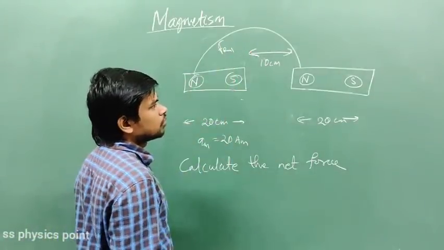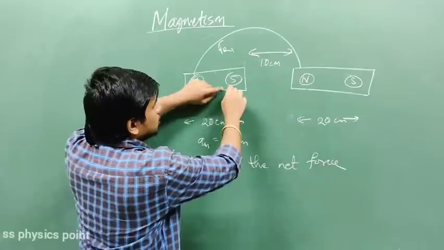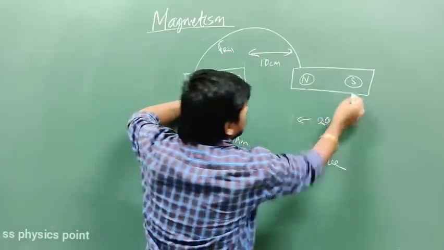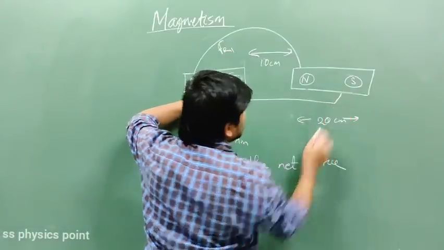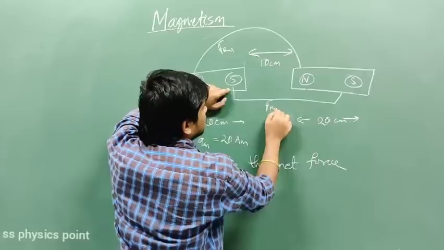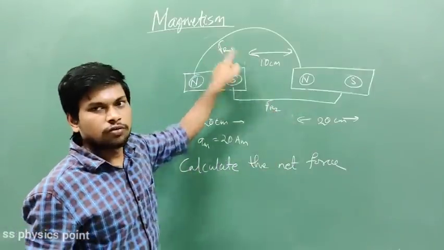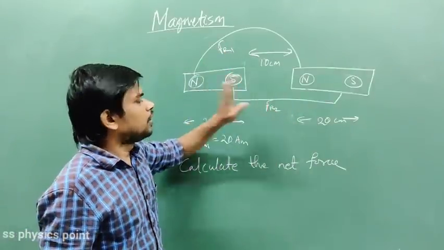Similarly, one more repulsive force is there. How much? Between south pole and south pole, this south pole and this south pole. This is, suppose, FR2. So just calculate the two repulsive forces.